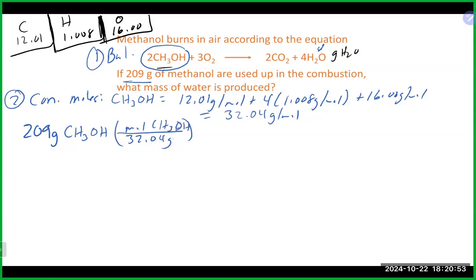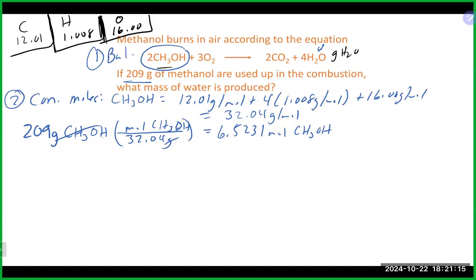And again, if you want to get an answer at this point, you can. You could continue on with the calculation if you want to as well. 209 divided by 32.04. Not doing, again, a ton of rounding here. 6.5231 moles of CH3OH. Any questions so far?